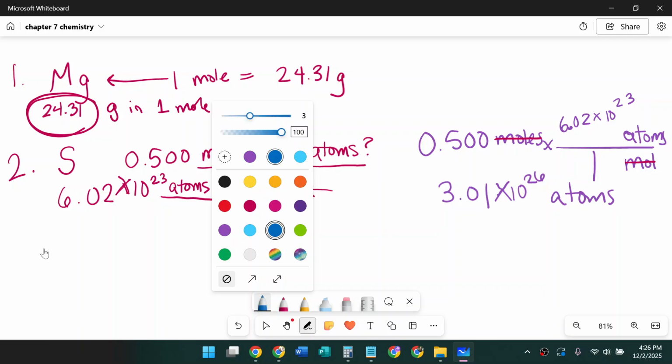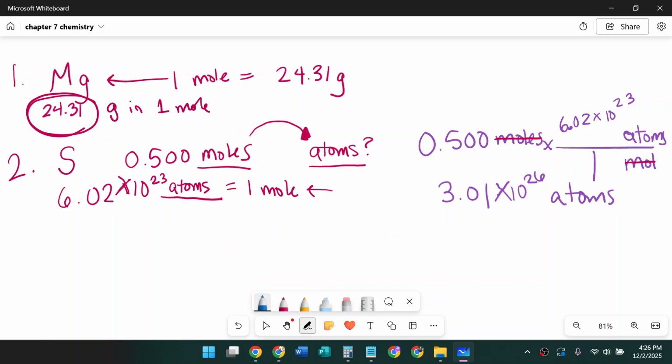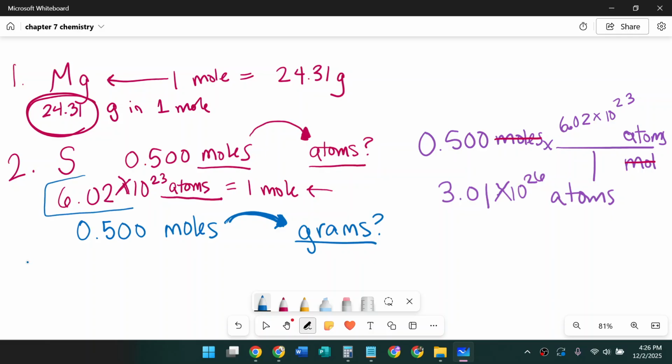The second part of number 2 asks a different question. It says, how many grams of sulfur would it be? So now I'm starting still with moles, but this time I want to go to grams. I need to know, this arrow right here represents how do I get from one to the other? From moles to grams, is there a relationship there? There is a relationship. It's not consistent for everything. Like in the case of moles to atoms, a mole is just a certain number of a thing. And so it's consistent no matter what element you're working with. This is how many atoms are in 1 mole.